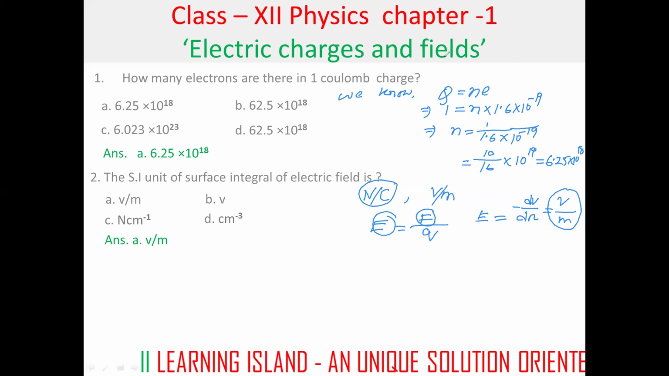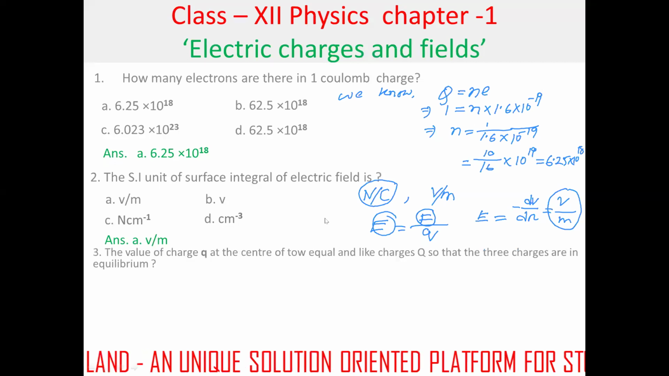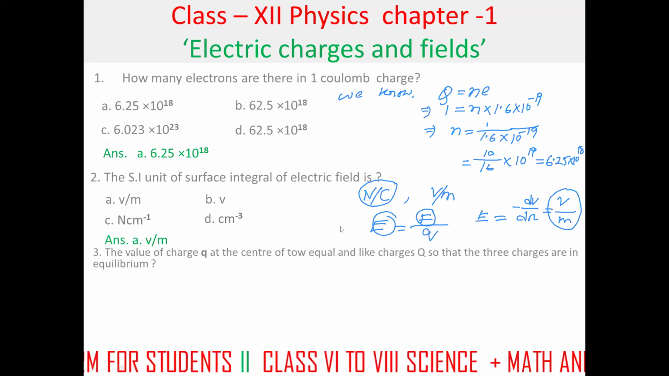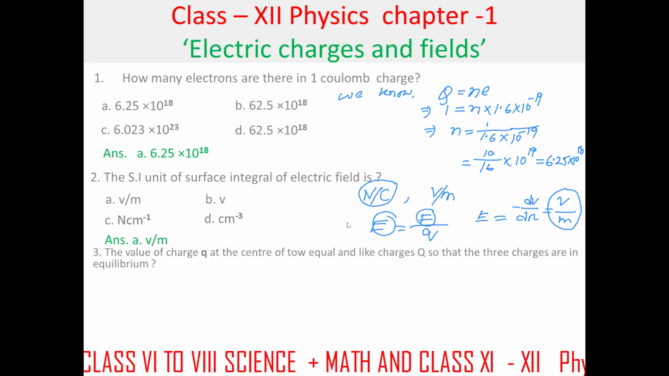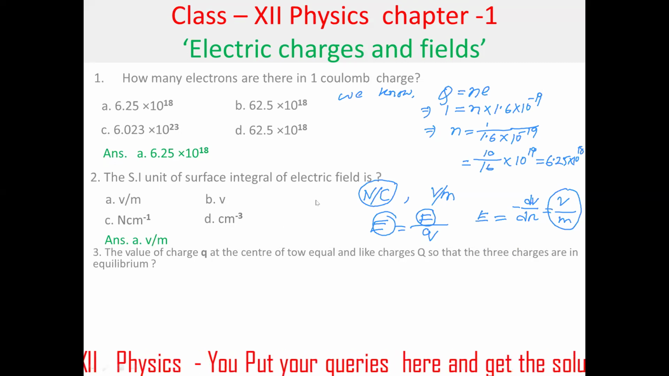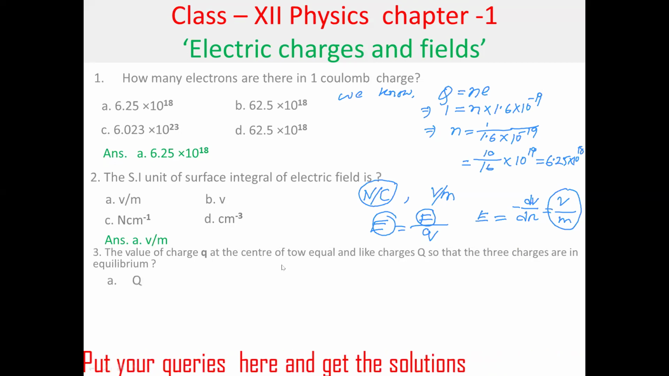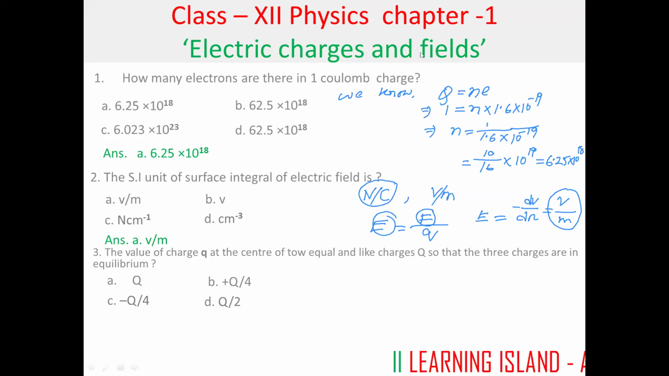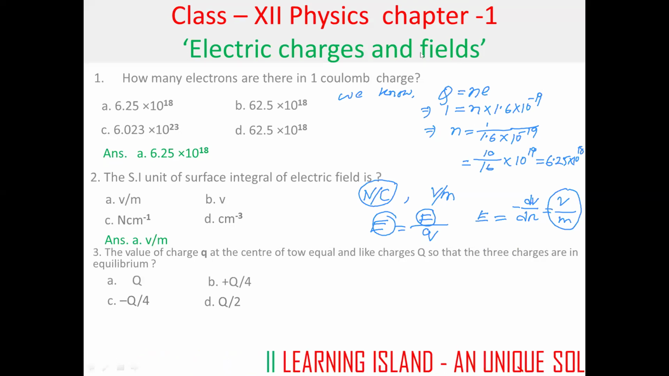Now come for the next question. The value of charge Q at the center of two equal and like charge Q so that the three charges are in equilibrium. So what is that? The options are these. You might not have understood the question. Let me explain you.